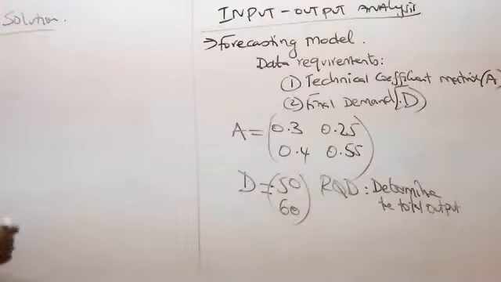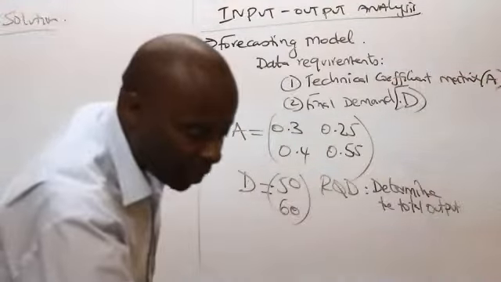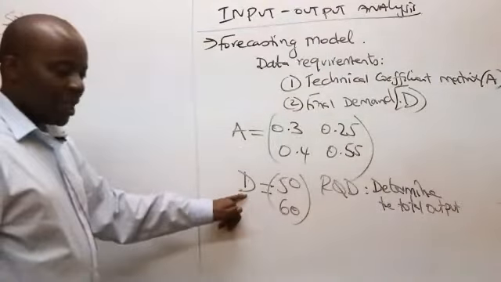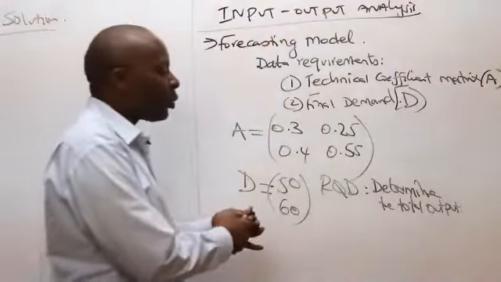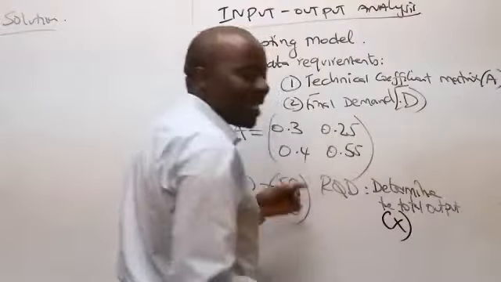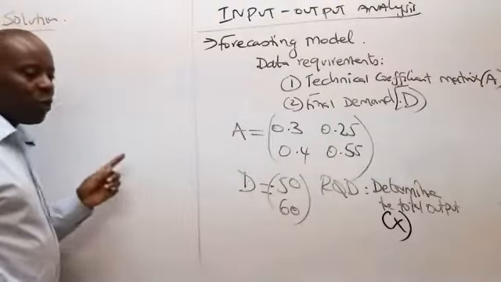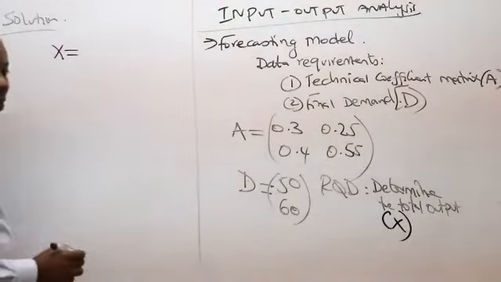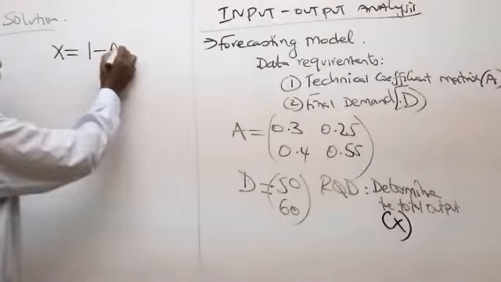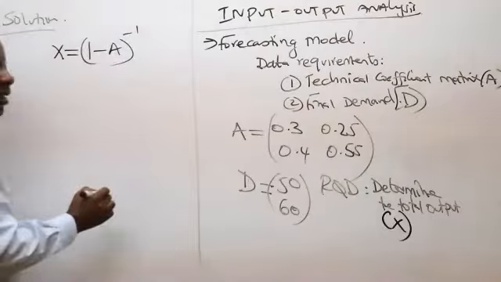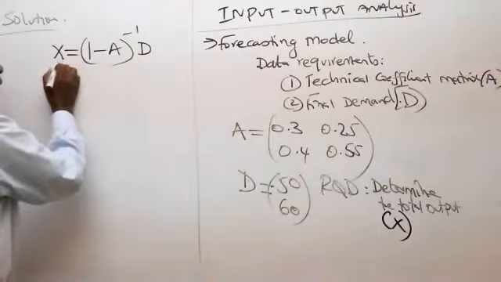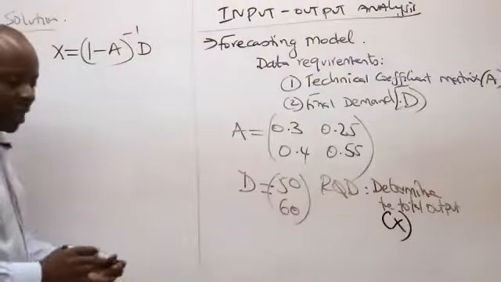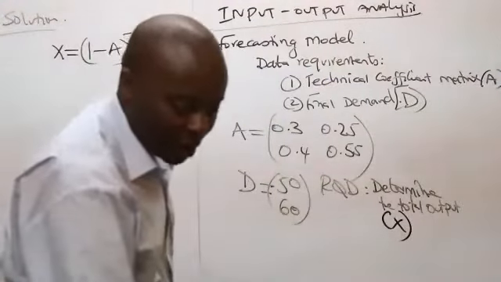Solution. Ladies and gentlemen, whenever you are given the technical coefficients matrix A and D, and they want you to calculate the total output, which is our unknown X, this is what we shall be doing. To get X, we shall take I minus A inverse multiplied by D. X is the total output.